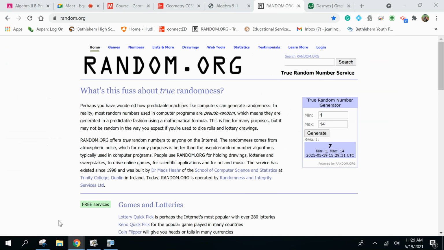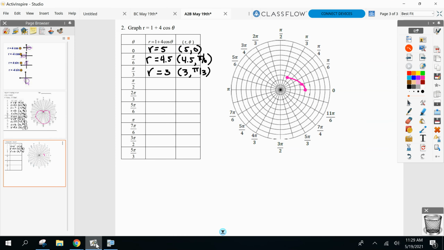Moving along, pi over 2. Pi over 2, 1. Yep. I don't think any of us should have any issues yet. All right, now this is where we start getting a little nuts.